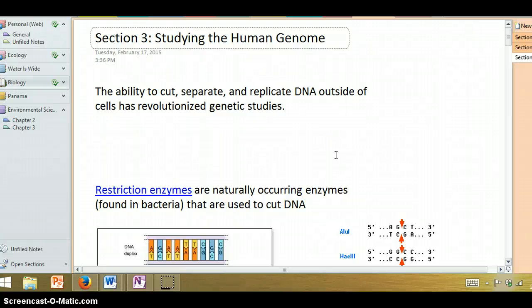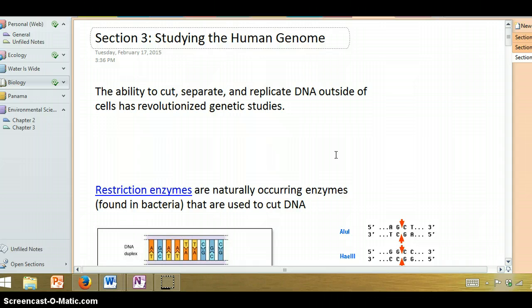All right, now let's talk about section 3 from chapter 14. I want to go through some of the techniques we have used to study the human genome and other genomes for that matter, just genomes in general.